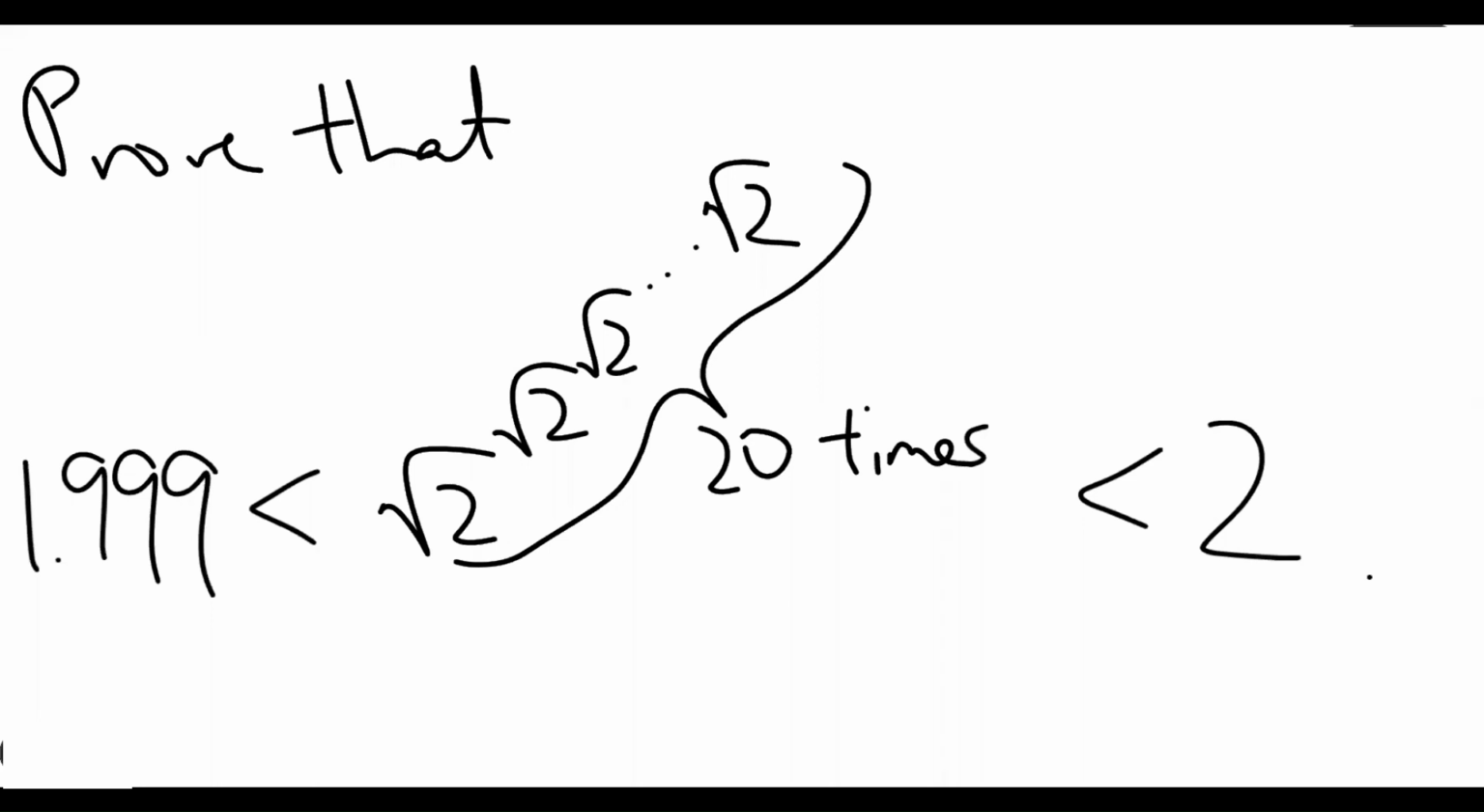In this video, we're going to be proving this weird inequality involving a bunch of powers of root 2. So we've got root 2 to the root 2 to the root 2 to the root 2, all the way up to the root 2, 20 square root of 2's here. And our goal is to show that it's between 1.999 and 2.